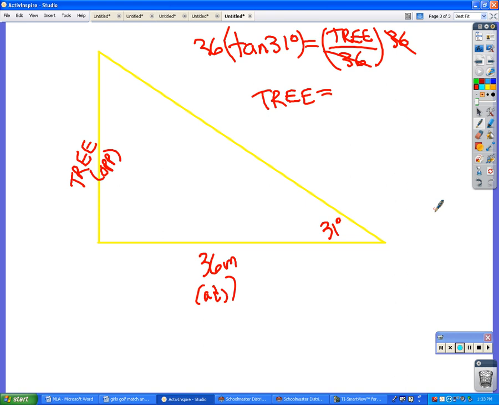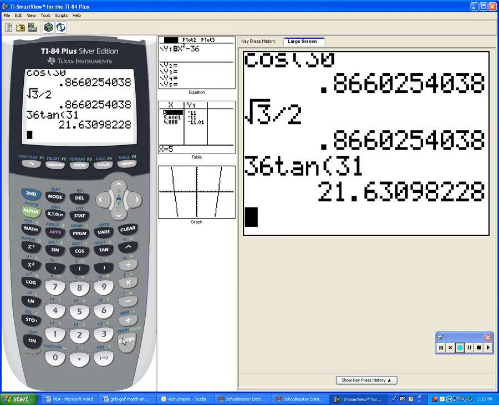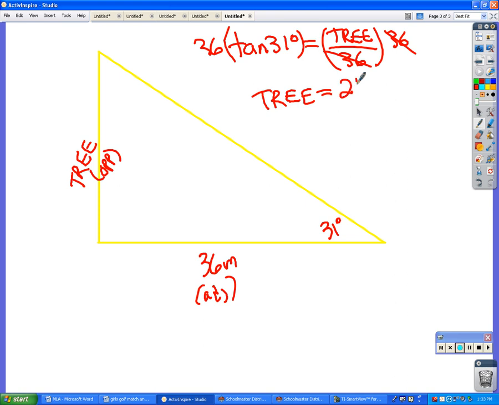How do you do that? You type 36, tangent, 31. All you have to do. And if you do that correctly, you get about 21.6. And so that tree is about 21.6 meters tall.